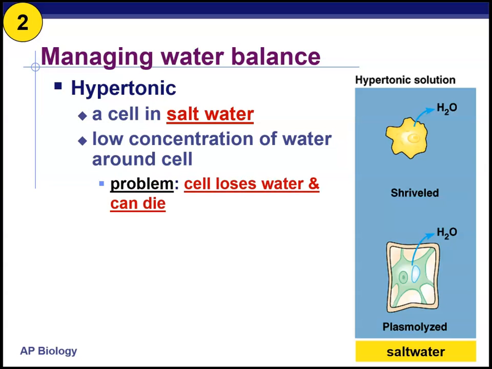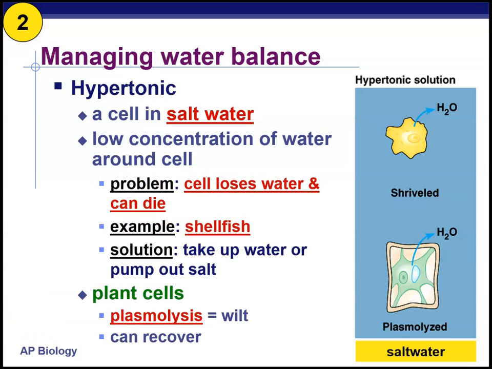Alright, in a hypertonic environment, remember, some organisms actually live like in the ocean where there's a lot of salt water and constantly have to deal with managing their water balance in a hypertonic environment. If we put our cells into a hypertonic environment, look what happens. They shrivel and shrink. So some organisms, like a shellfish, take up water or they pump out the salt to help deal with this.